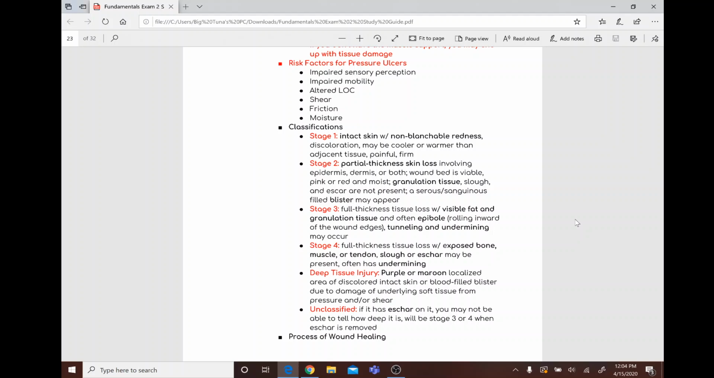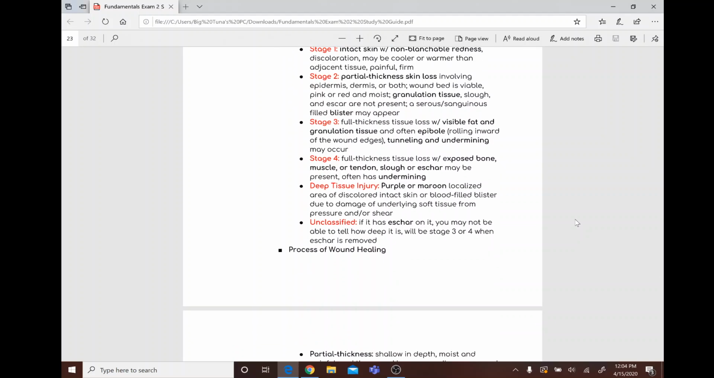What is a stage 4 pressure ulcer? Full thickness tissue loss with exposed bone, muscle, or tendon. Slough or eschar may be present, often has undermining.